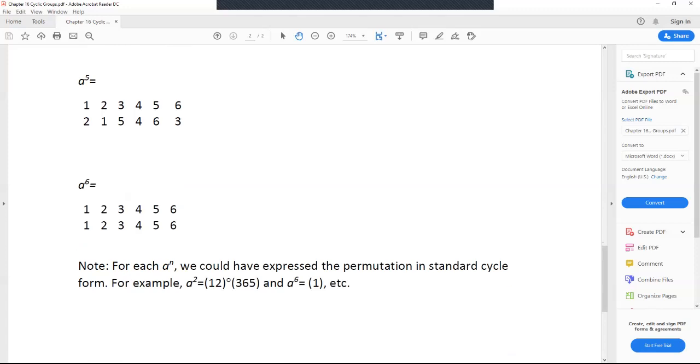Note that for each a to the power of n, we could have expressed the permutation in standard cycle form. In other words, a squared could have been written using cycle notation (1, 2)(3, 6, 5). We could have said a to the power of 6 is equal to just the cycle containing 1, which is the identity.